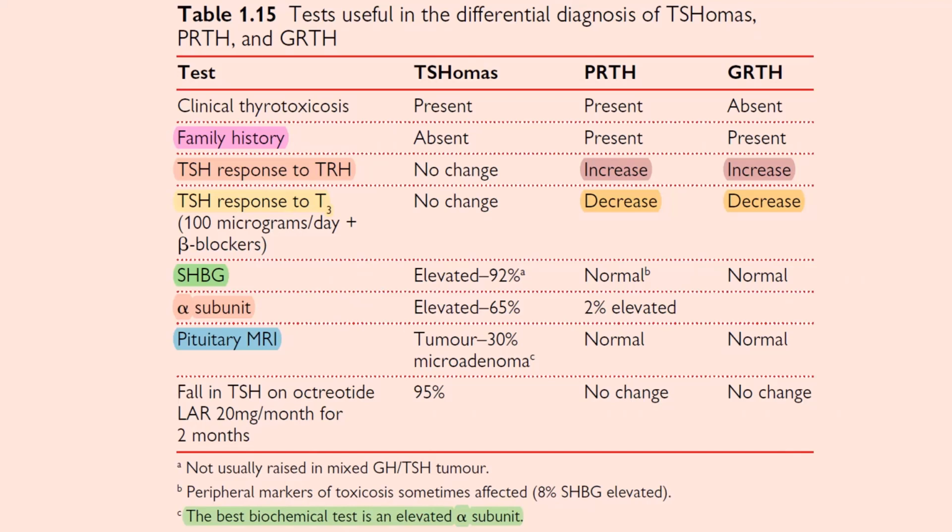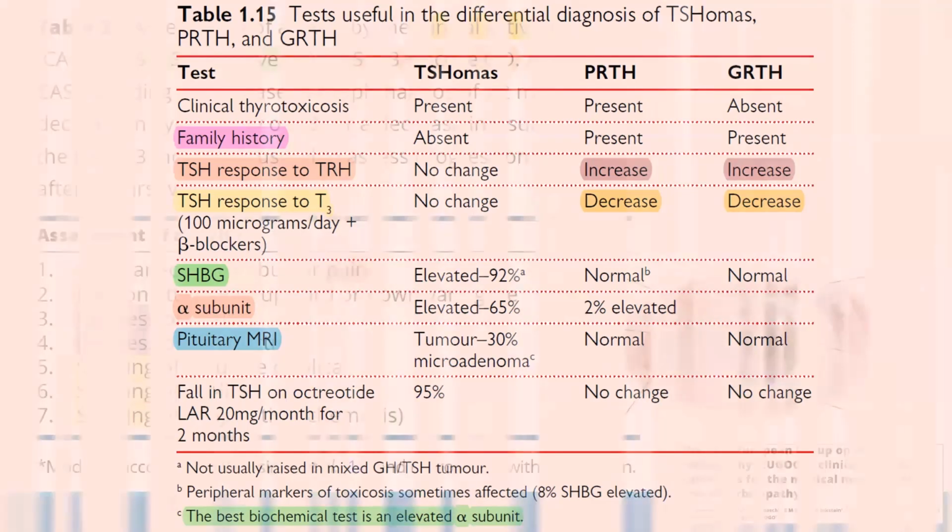Actually, most TSH-omas are macroadenomas, about 70%, but in resistance to thyroid hormone the pituitary MRI may be normal or may show a pituitary incidentaloma. And don't forget that in resistance to thyroid hormone, usually there are other family members presenting with the same condition. Also, both of them can present with mild clinical thyrotoxicosis.